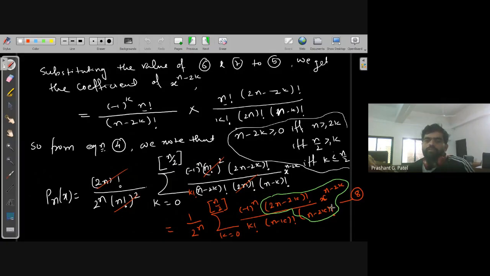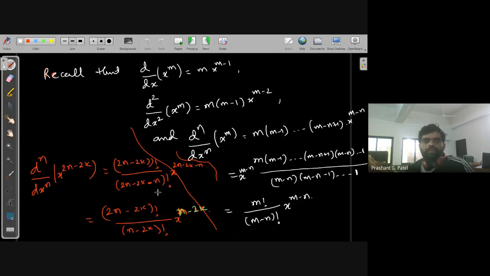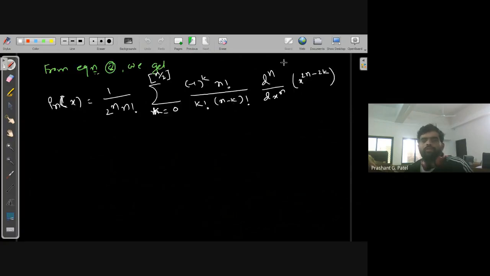And this quantity which I have drawn with the green color, it is exactly what we have derived here. So we have substituted that value over there, and this expression we can get. But ultimately our goal is to prove this is the nth derivative of x square minus 1. That is our objective.